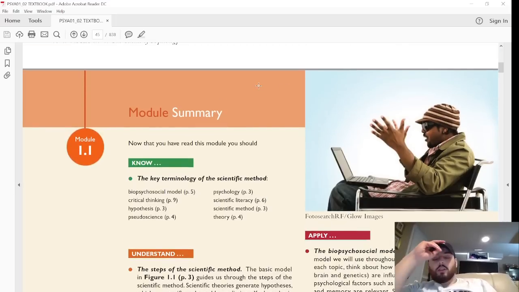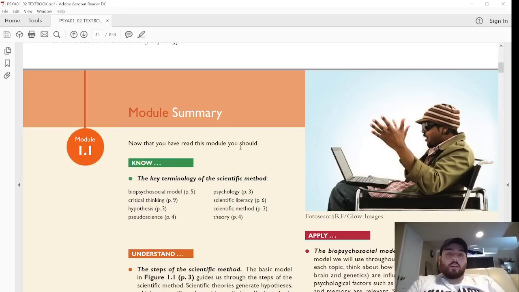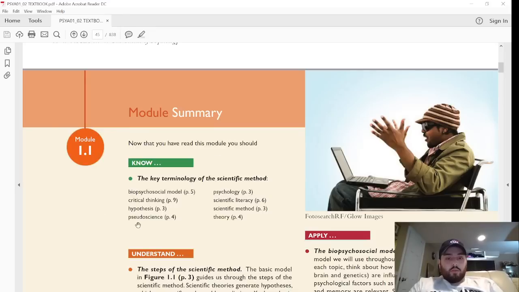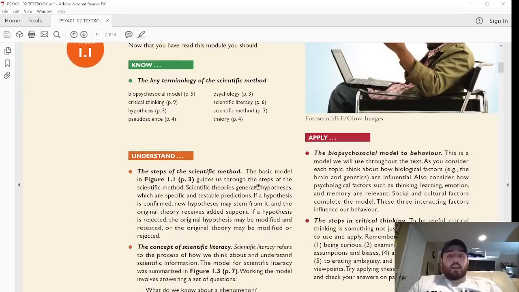So the key terminologies that you're going to want to learn here are just for your foundation into psychology, but also as the founder of the Human Mind Project here, we want you to build on these as your foundation into psychology, which is the key terminology of the scientific method, right? So we went through the biopsychosocial model, we went through critical thinking, we went through your hypothesis, we went through pseudoscience, we went through psychology, the definition, we went through scientific literacy, we went through the scientific method, and then we also went through a theory, right? These are going to build on your foundation to science and to psychology, right?